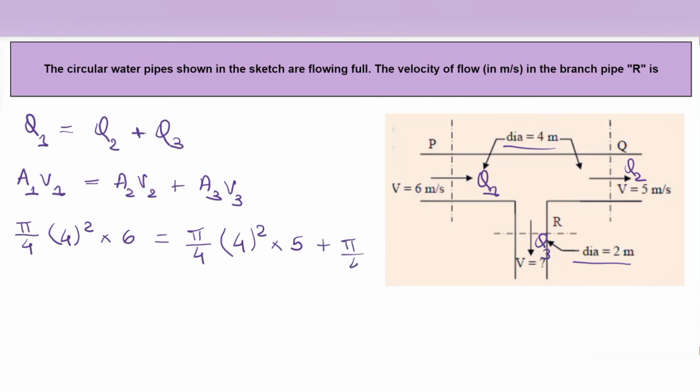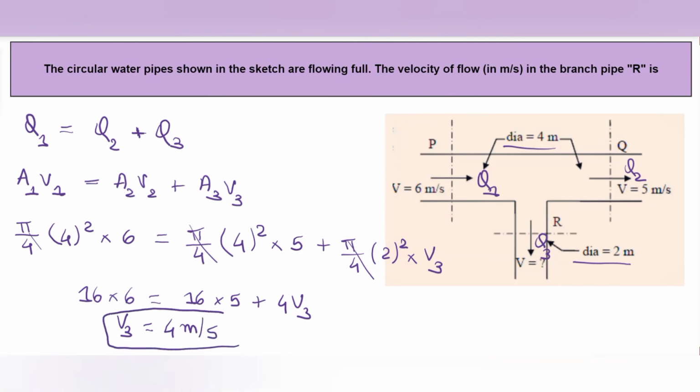The diameter for the pipe R is 2 meter. So it will be pi by 4 into 2 square into V3. Pi by 4 will get cancelled, and we'll be left with 16 into 6 is equal to, again we have 4 square which is 16, so 16 into 5 plus 4 into V3, and on solving this we get V3 is equal to 4 meter per second. Hence the velocity in the branch pipe R is 4 meter per second. Let's see the next question.